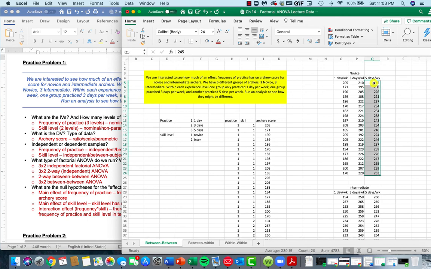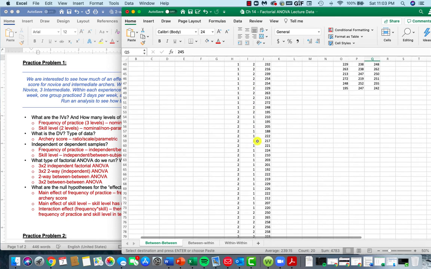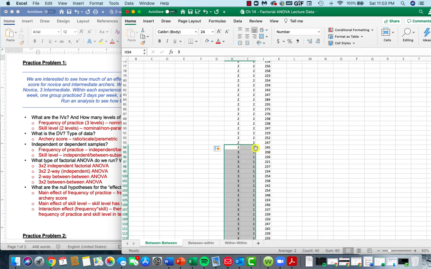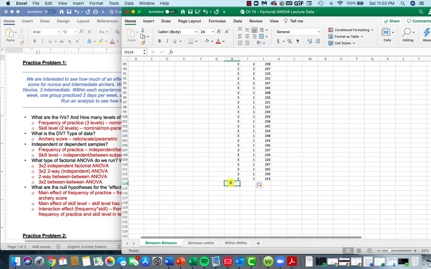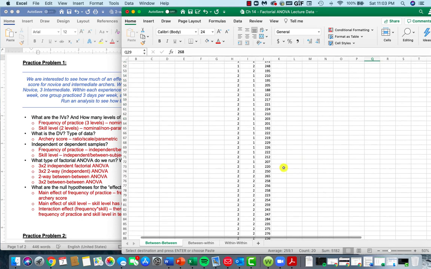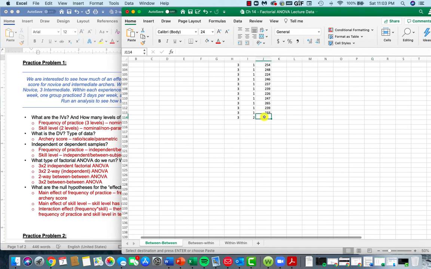So you can see there's kind of a pattern that's emerging here. Whenever you have a between subject design, you usually have to make data labels. And then you have to sort your data into a big column. Okay, so we're almost there.